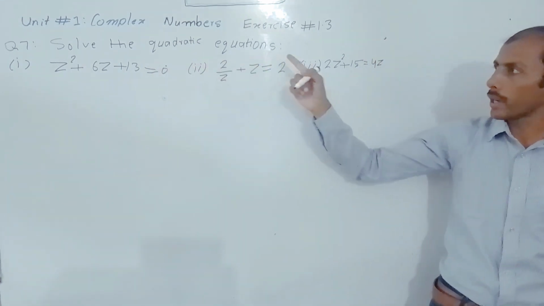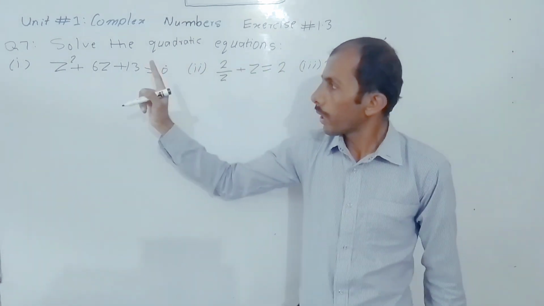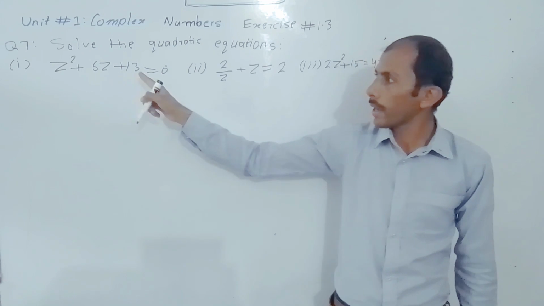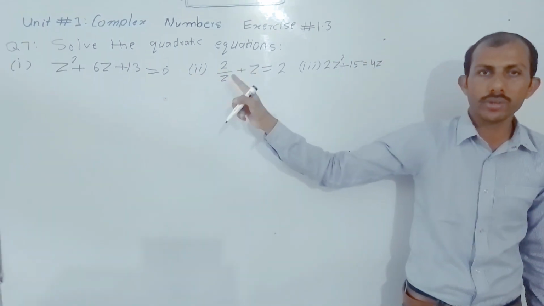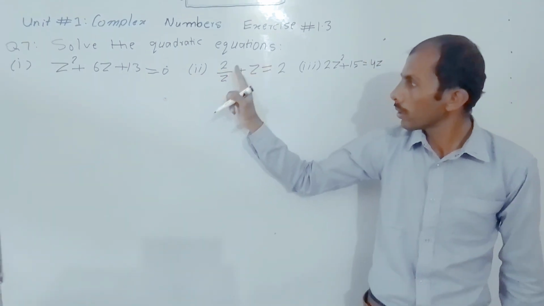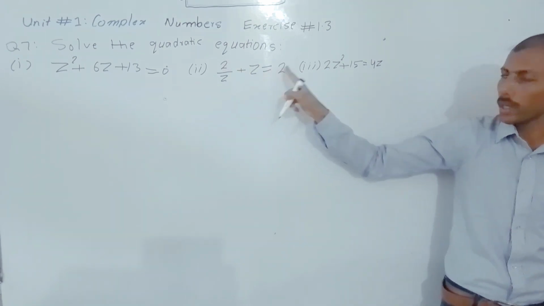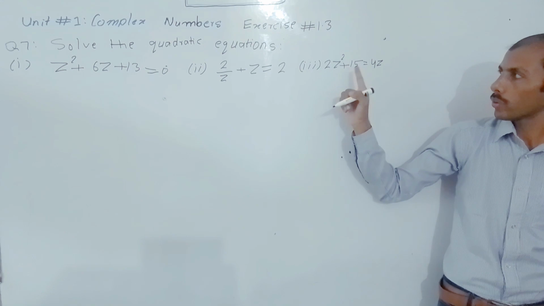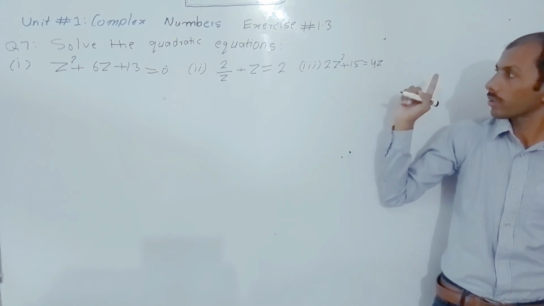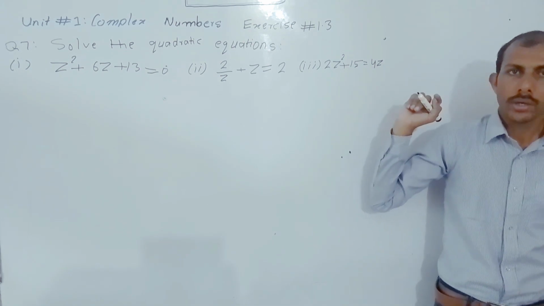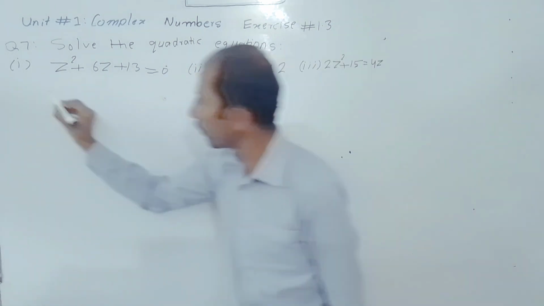Solve the quadratic equation. Part number 1: z square plus 6z plus 13 is equal to 0. Part number 2: 2 divided by z plus z is equal to 2. Part number 3: 2z square plus 15 is equal to 4z. So let's start.